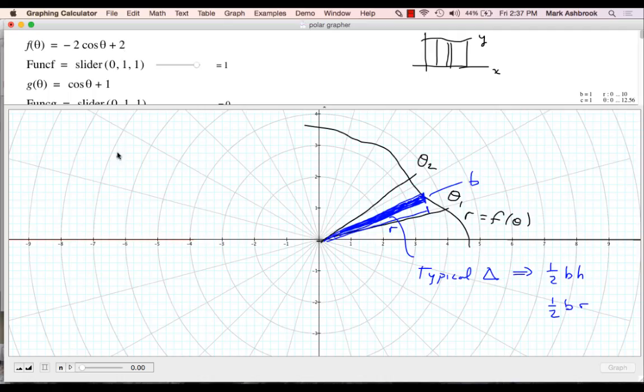So what is the length of a circular arc? Let's review that. You should have done this in Calculus. If you have an angle θ, like this, and the radius is capital R, what's the length of your arc? Capital R θ. So the radius is little r, and the angle is delta θ.